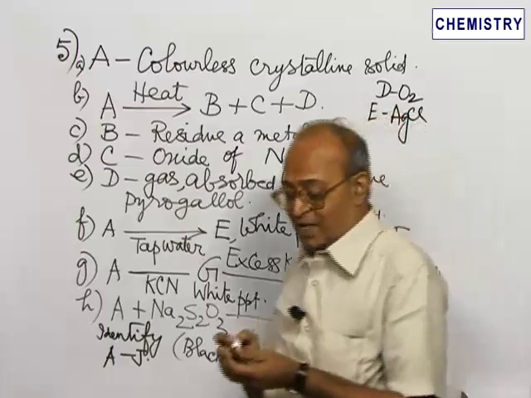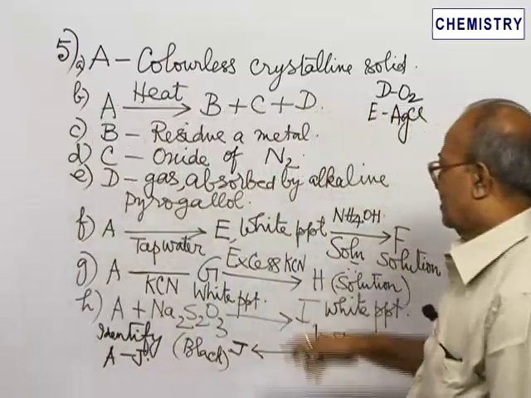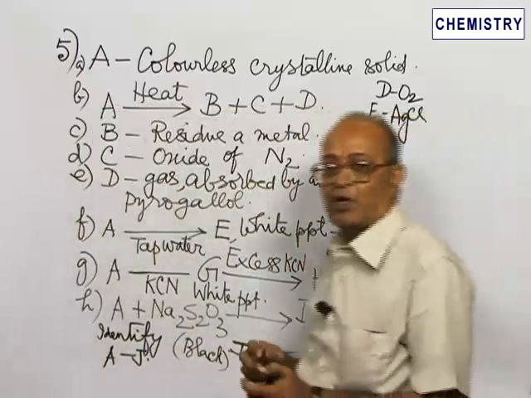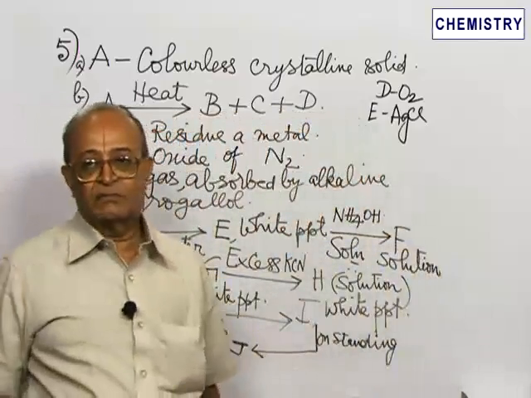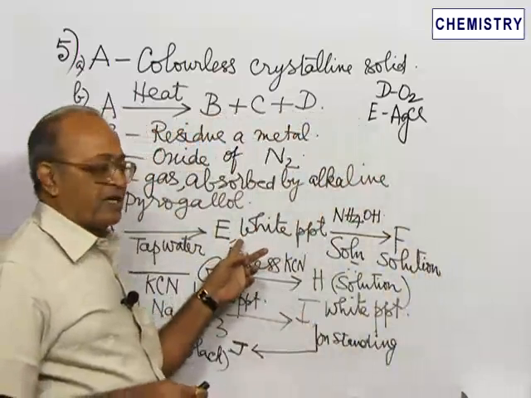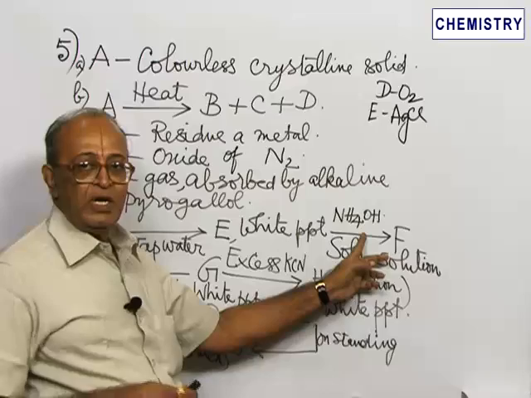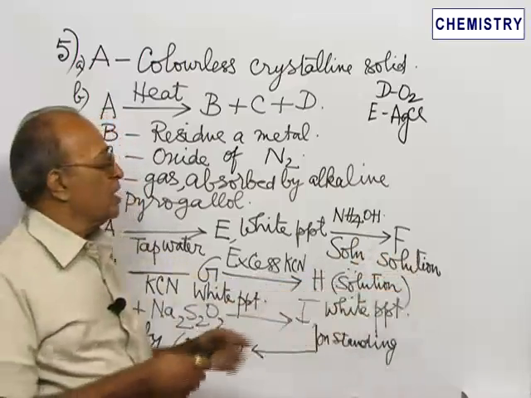But whether E is AgCl or not, further reaction. This E white precipitate is treated with ammonium hydroxide solution in which it dissolves. This white precipitate E, when treated with ammonium hydroxide solution, dissolves completely to give a clear solution F.